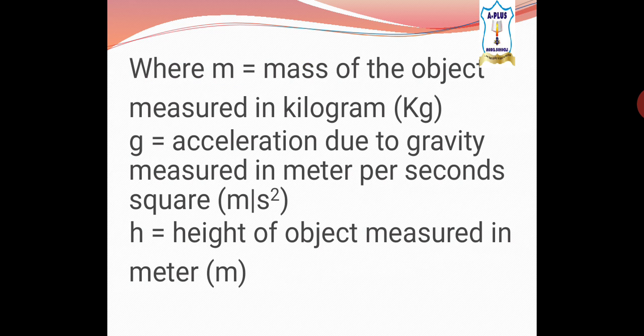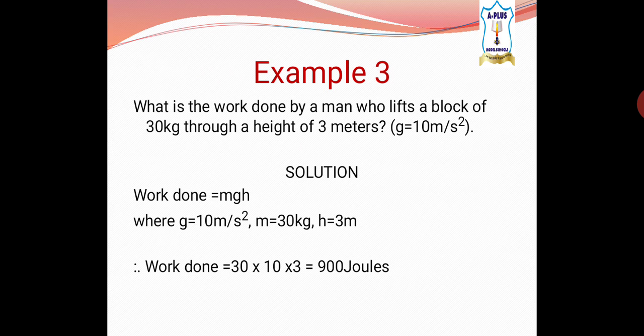Let's continue. Where mass, m, is the mass of the object measured in kilogram. I told you that before. g is acceleration due to gravity, measured in meters per second square, and h is the height of the object measured in meters. Now, let's take example 3.